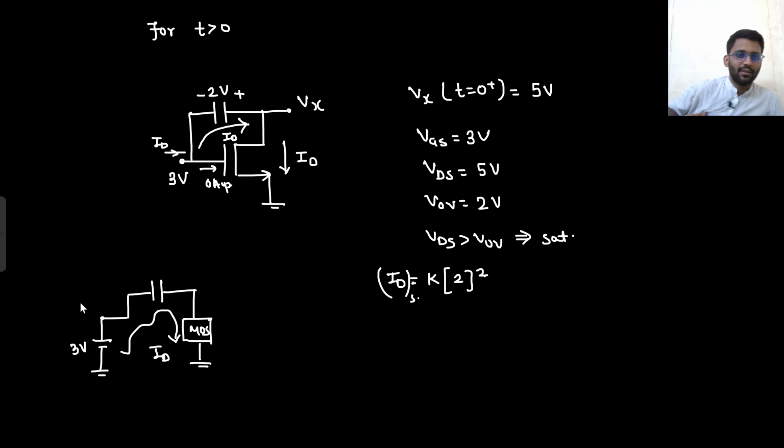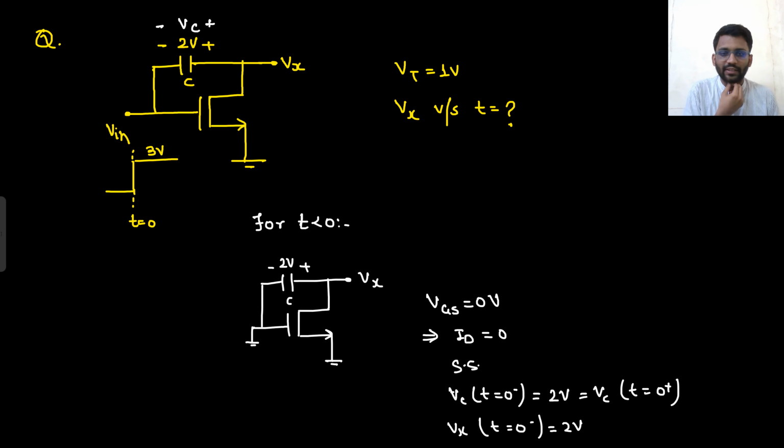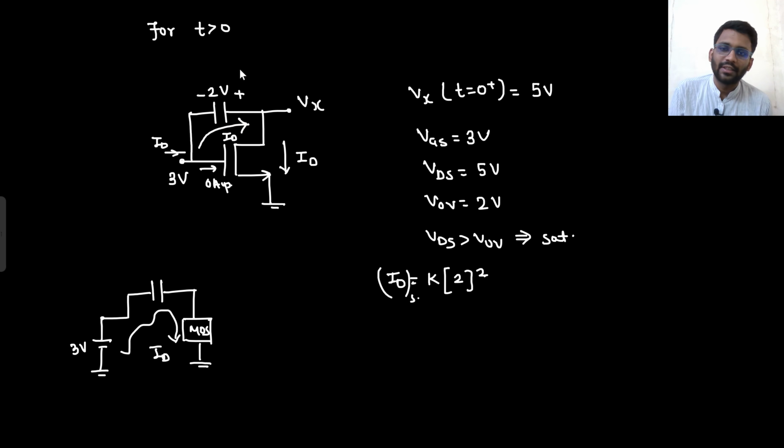People often get confused, saying, sir, there will be no current in the 2 volt capacitor, that's the steady state. No, bro. The battery can drive some current, right? So what will this current do? It will charge the capacitor in the opposite direction. What did we consider? This we considered Vx. So it is charging the capacitor in the opposite direction.